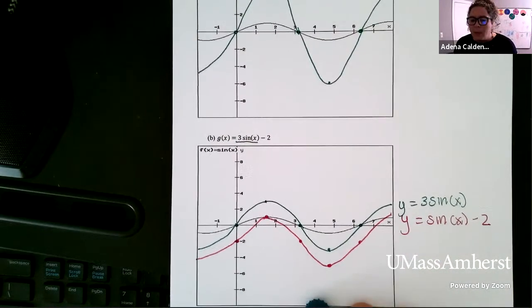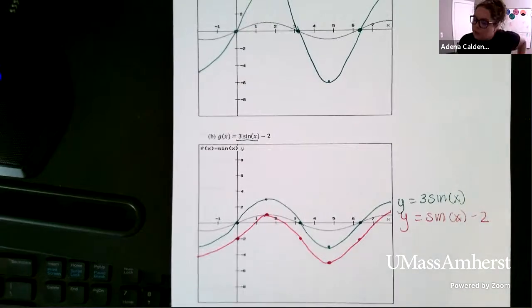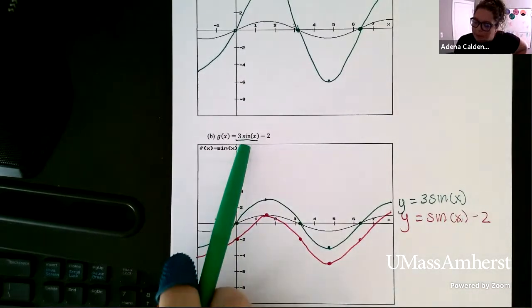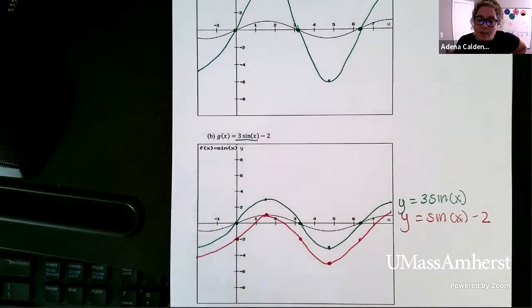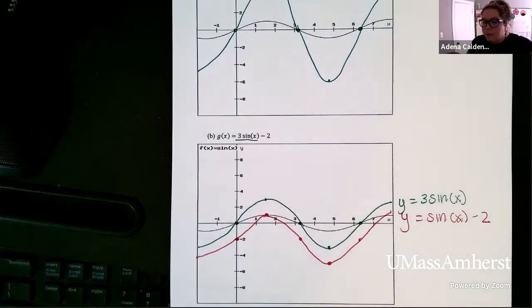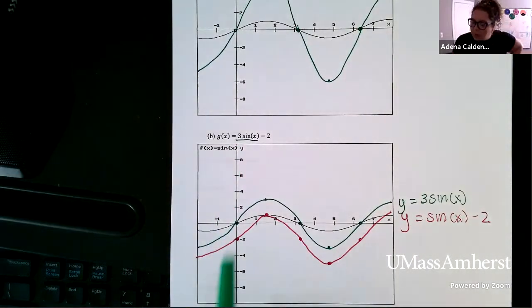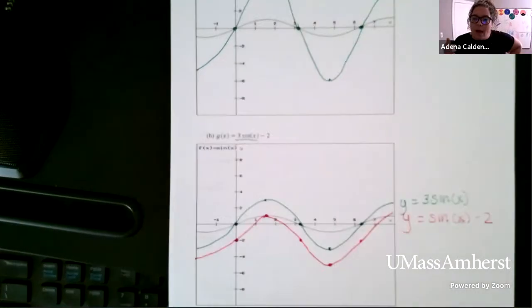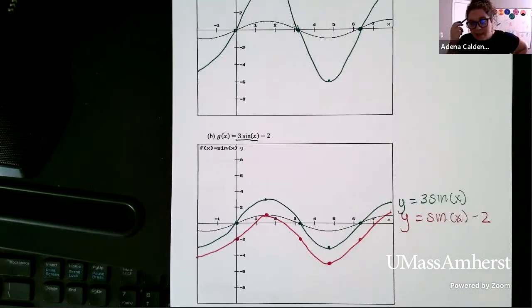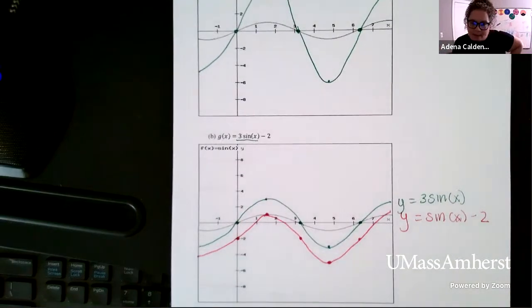I did the second one in 2 steps. So here there's 2 different things happening. First, we also have to stretch this, but now by a factor of 3. And we have to shift it. So when you add or subtract something at the end, it moves it up or down. Since we're subtracting here, we're going to be moving it down.